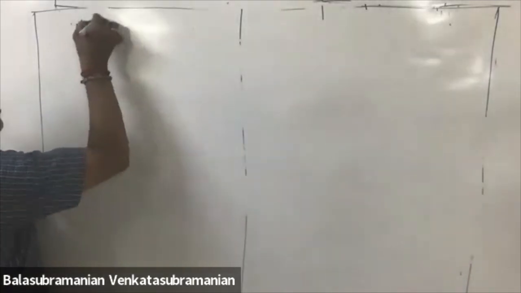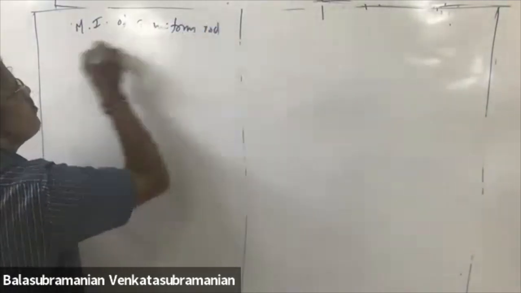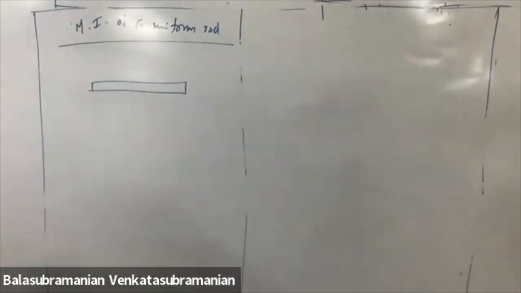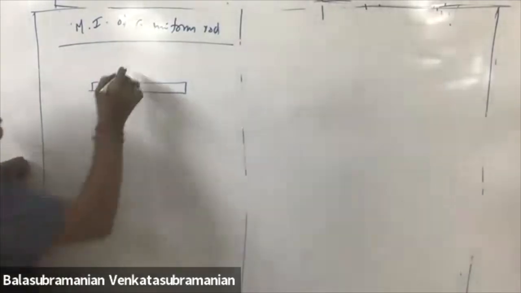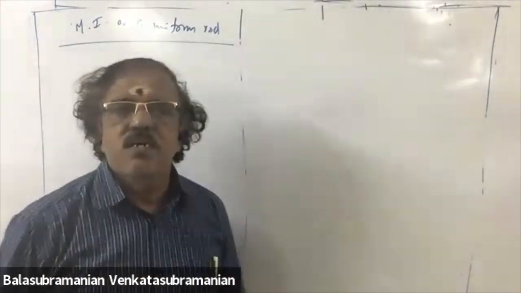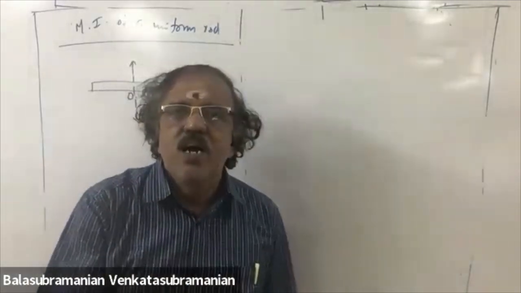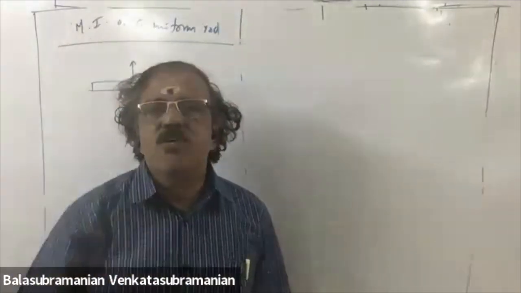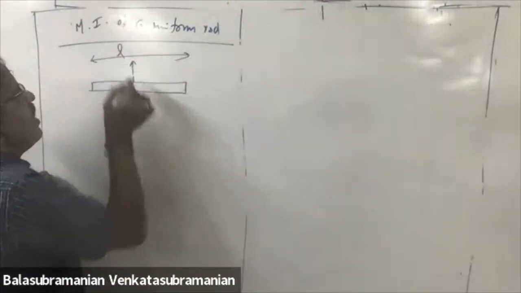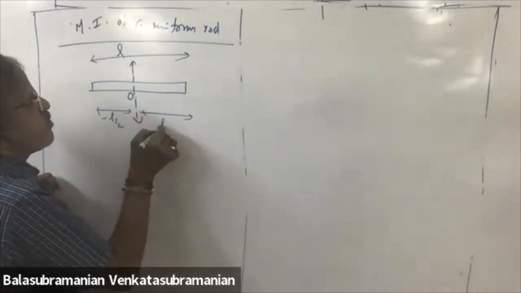Moment of inertia of a uniform rod. Consider a rod of length L through the center. Center means where the center of mass is situated. Along that we consider what is called the origin. When you say the length is L, left of the origin it is minus L by 2, right of the origin it is plus L by 2.